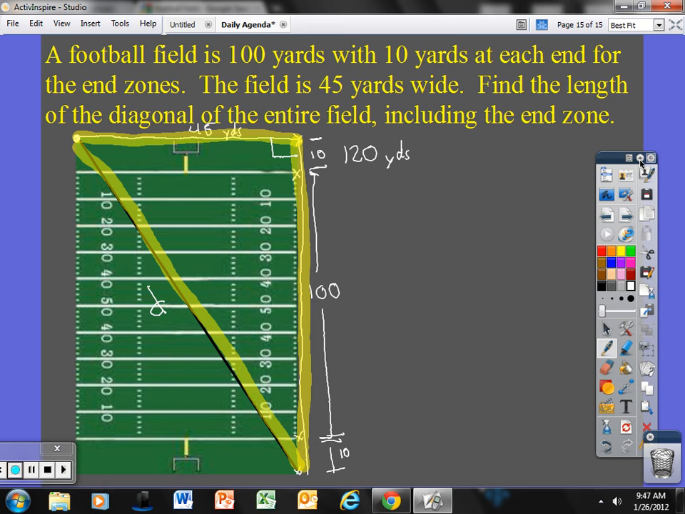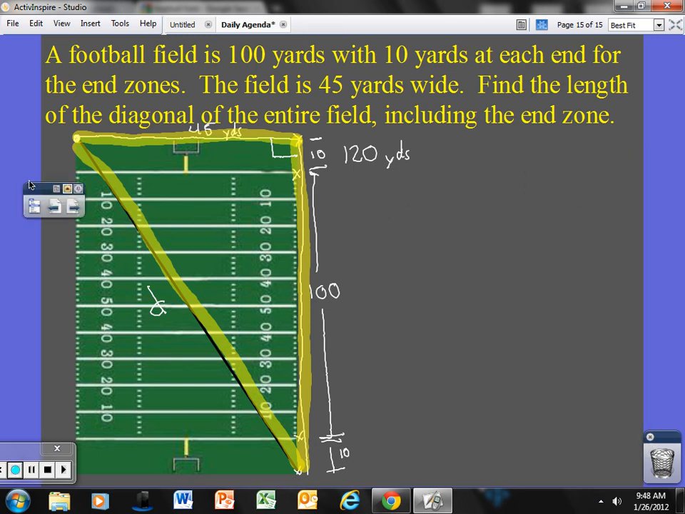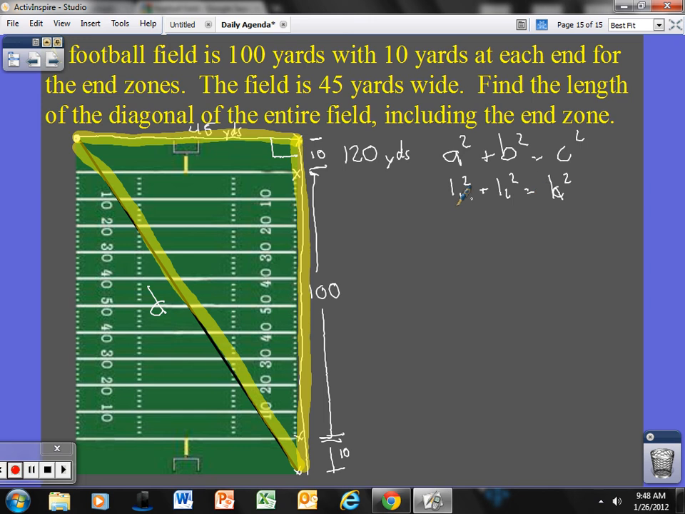Remember, we can always go back to the formula you will hear a lot about when you get up in the grades: a squared plus b squared equals c squared. We could also say leg 1 squared plus leg 2 squared equals the hypotenuse squared, or c squared. So leg 1 is 45 plus the second leg, which is 120. Remember, we are squaring these, which gives us some bigger numbers, and that gives us the hypotenuse squared, or c squared.